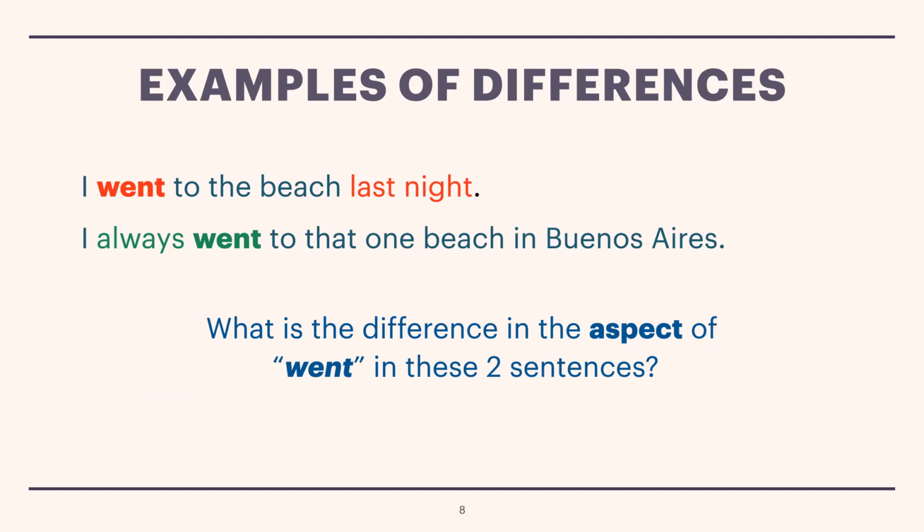One, I went to the beach last night, and I always went to that one beach in Buenos Aires. So look at those two sentences for a second. They both have the verb went, so both have to go in the past tense. But there are some differences in the aspect of went in those two sentences. So pause here for a second and consider the difference in aspect in these two sentences.